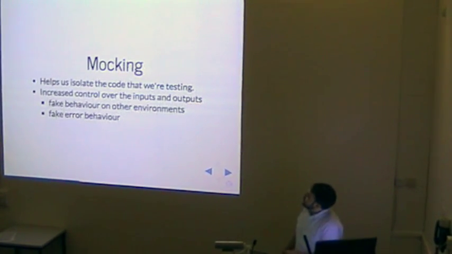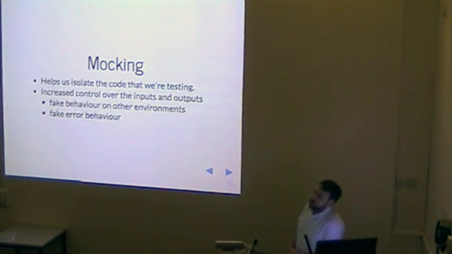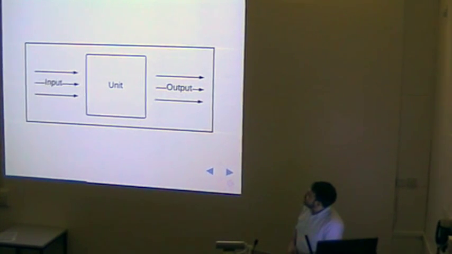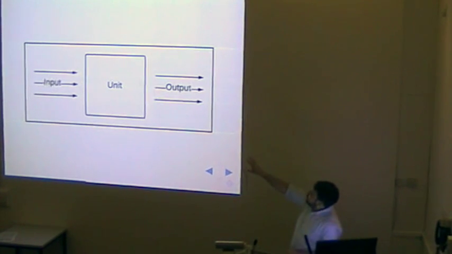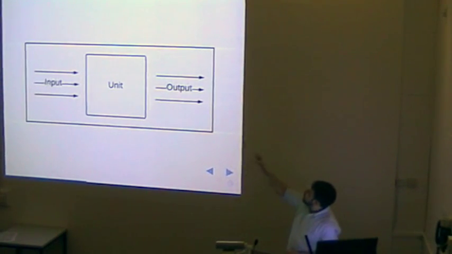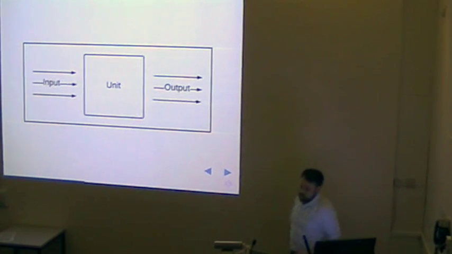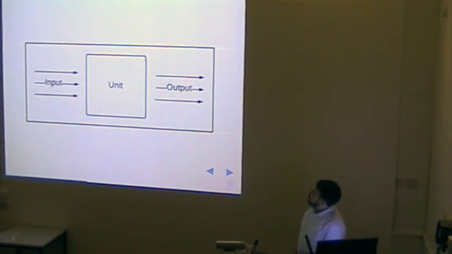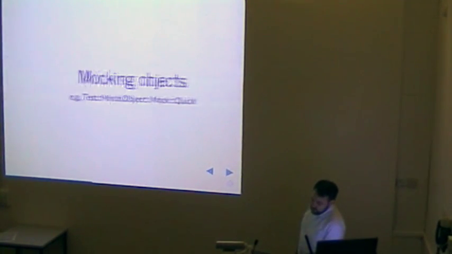So mocking helps us to isolate the code that we're interested in testing. We have increased control over the inputs and outputs. We can fake behavior on other environments. We can fake error behavior. And here's another rubbish diagram. You're interested in testing the unit, you need to be able to control the inputs and outputs, and then you've got an isolated unit test, which is maybe desirable depending on your system.